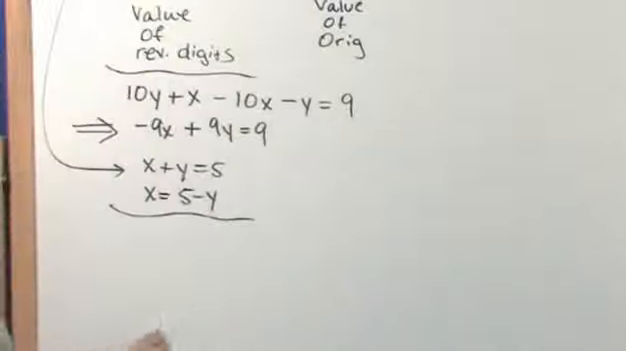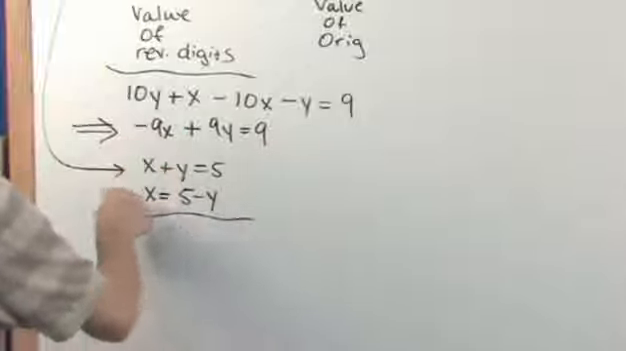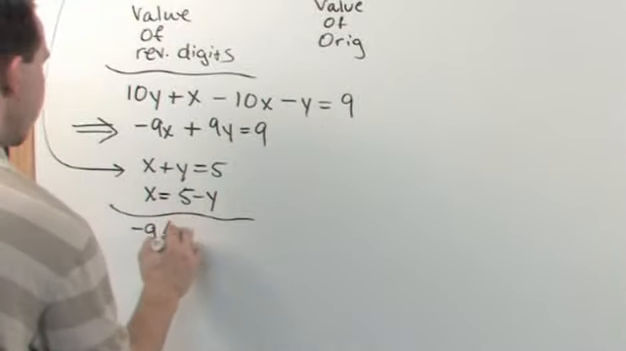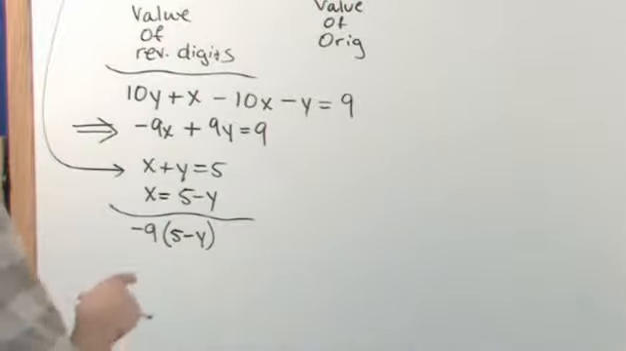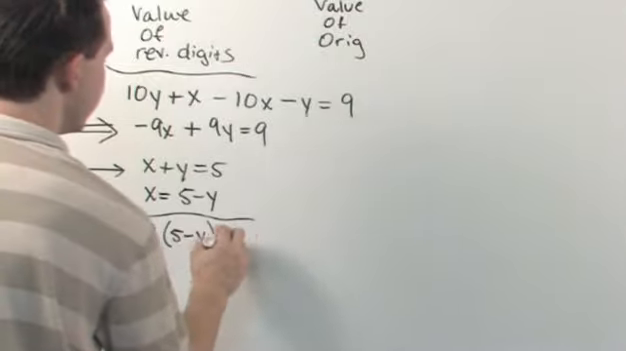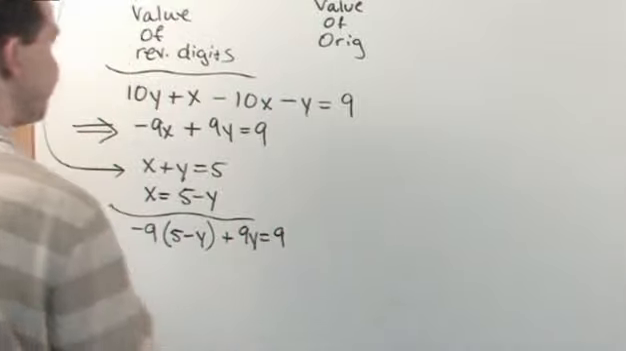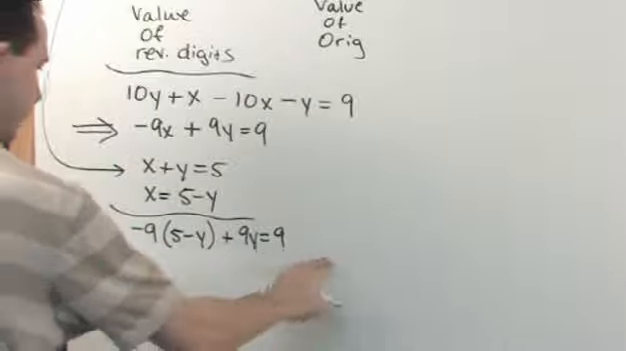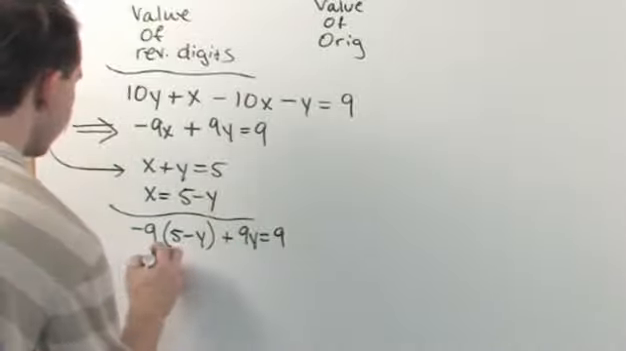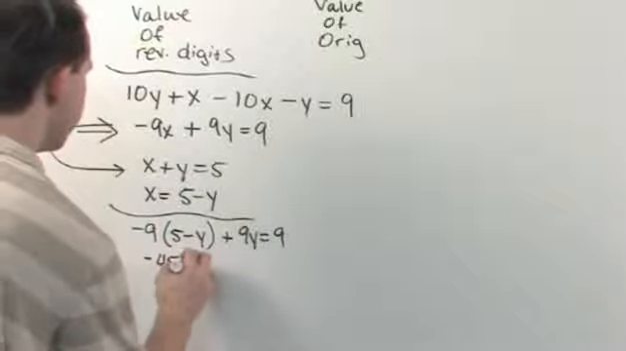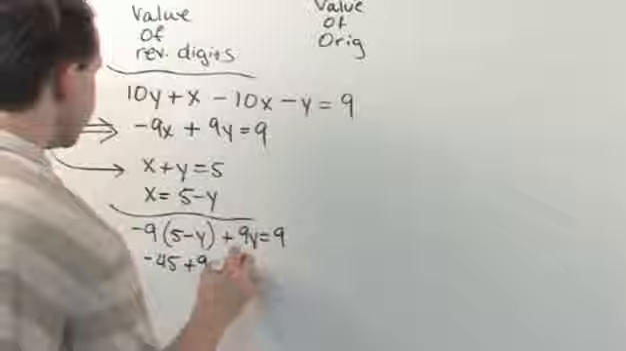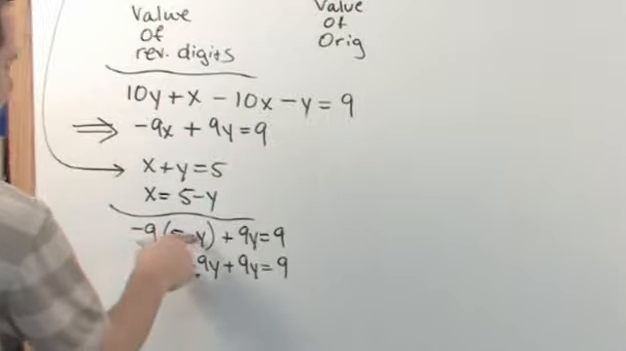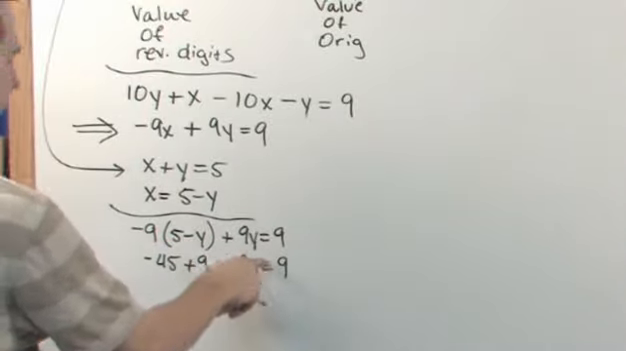Now we're moving into the next phase. Here's an equation and here's an equation, and we're going to plug one into the other. So minus 9 times the value of x, which is 5 minus y. Don't forget to put in parentheses to keep it straight. Minus 9 times (5 minus y), plus 9y is equal to 9. Minus 9 times 5 is minus 45, and minus 9 times minus y is positive 9y, plus the 9y.